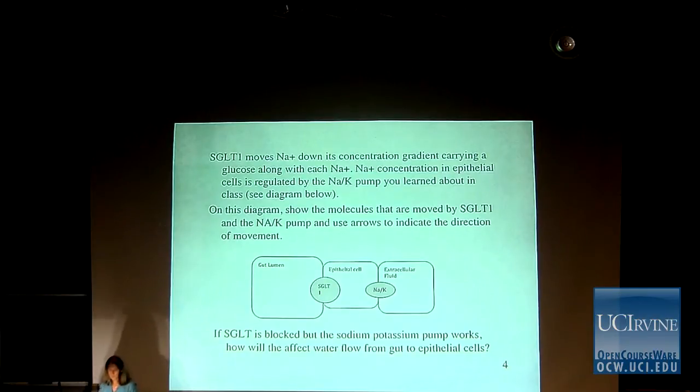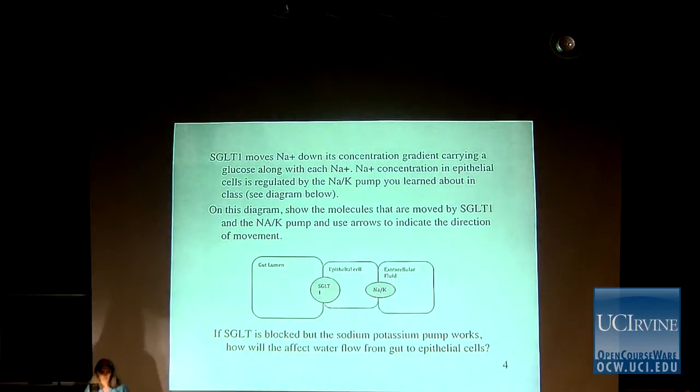Okay, I'm going to read this one to you. SGLT1 moves sodium ions down its concentration gradient, carrying a glucose along with each sodium ion. Sodium ion concentration in epithelial cells is regulated by the sodium-potassium pump you learned about in class. On the diagram below, show the molecules that are moved by SGLT1 and the sodium-potassium pump, and use arrows to indicate the direction of movement. So we're going to look at that part first.